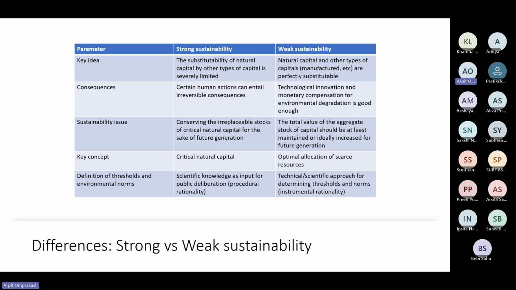Here are some differences between strong and weak sustainability. The key idea is that the substitutability of natural capital by other types of capital is severely limited in strong sustainability. Whereas in weak sustainability, we say that all these different types of capital, natural capital or manufactured capital, are perfectly substitutable. So you can replace one with the other.